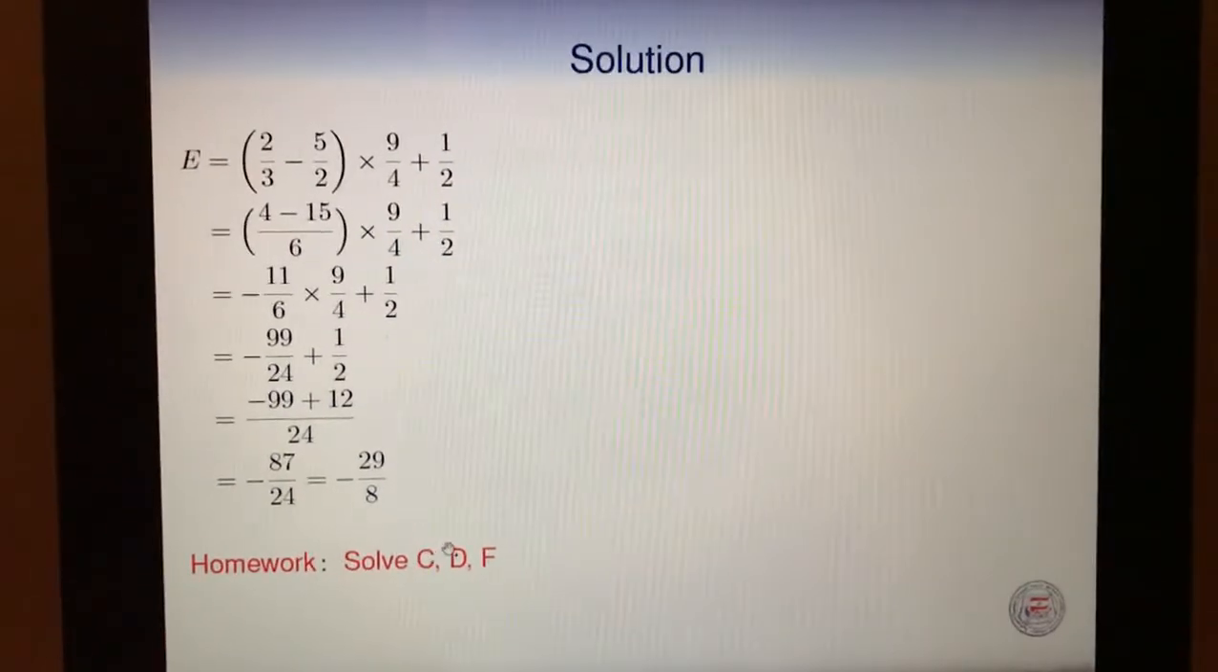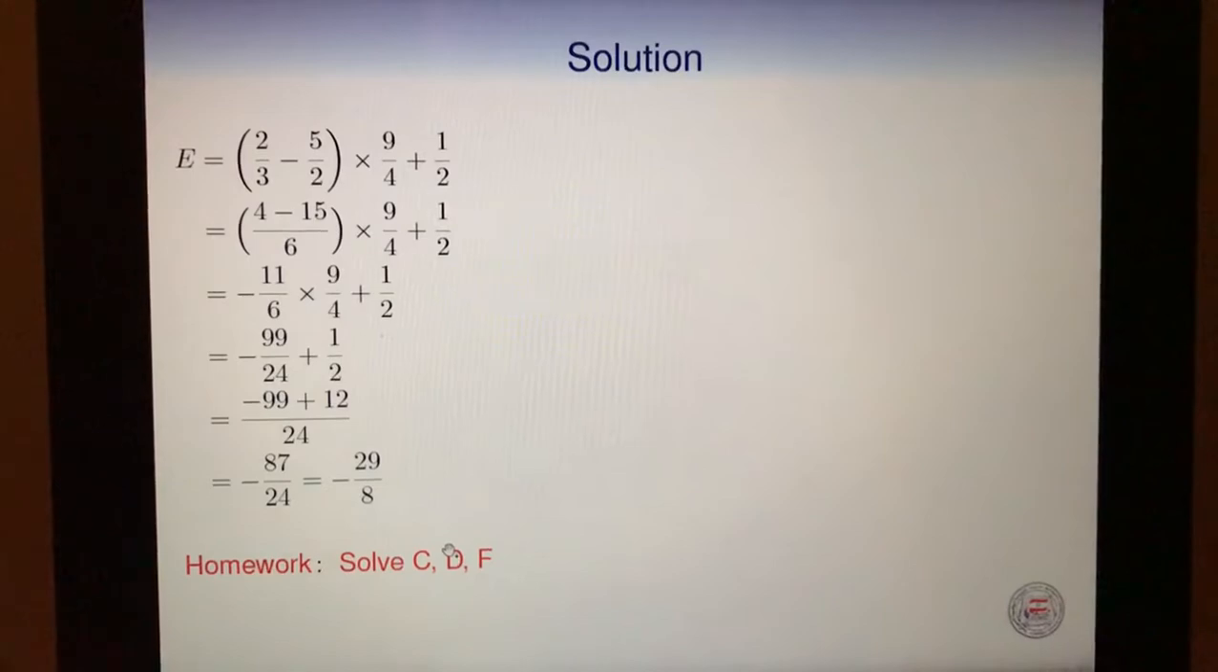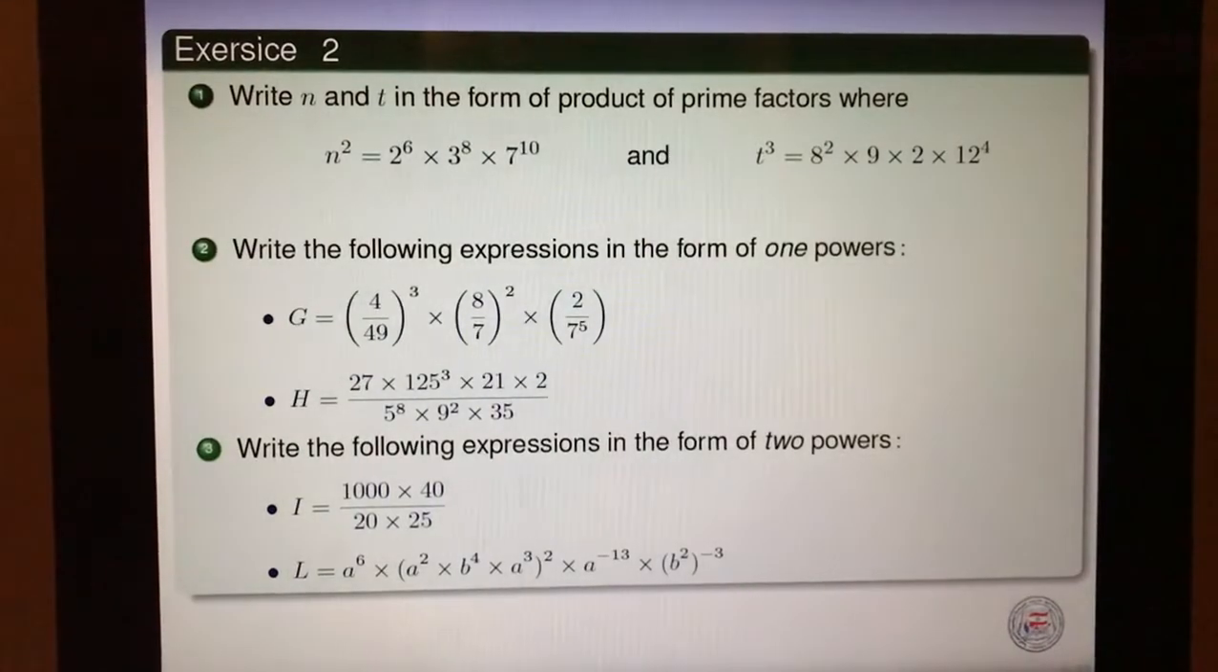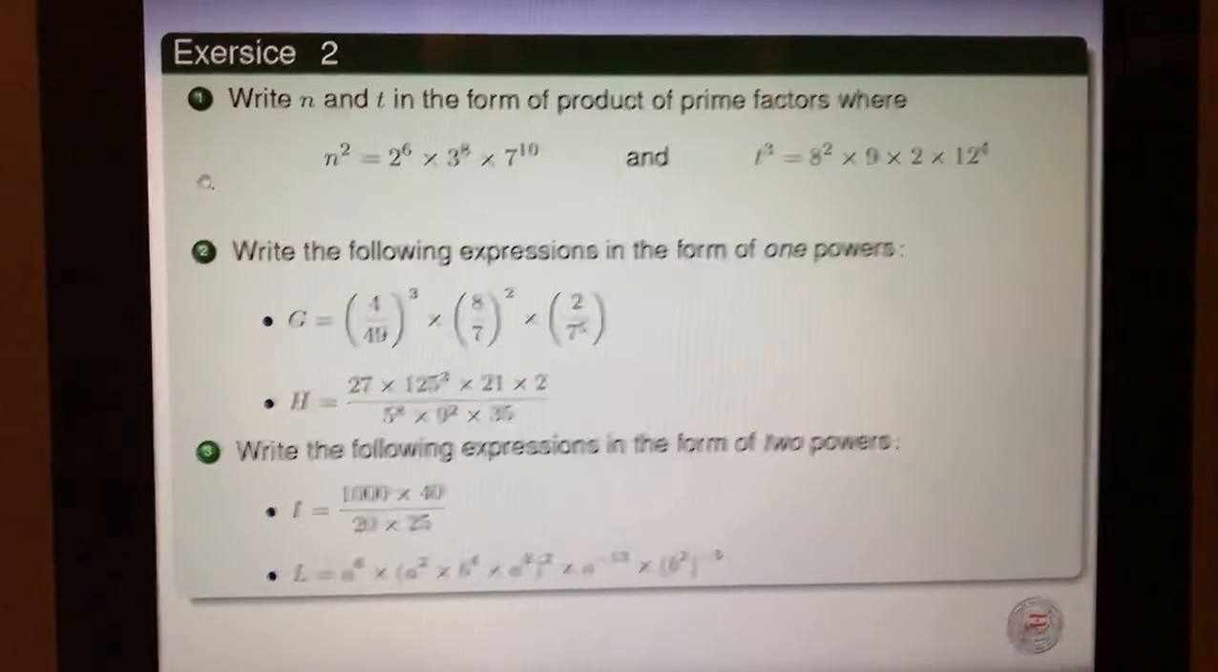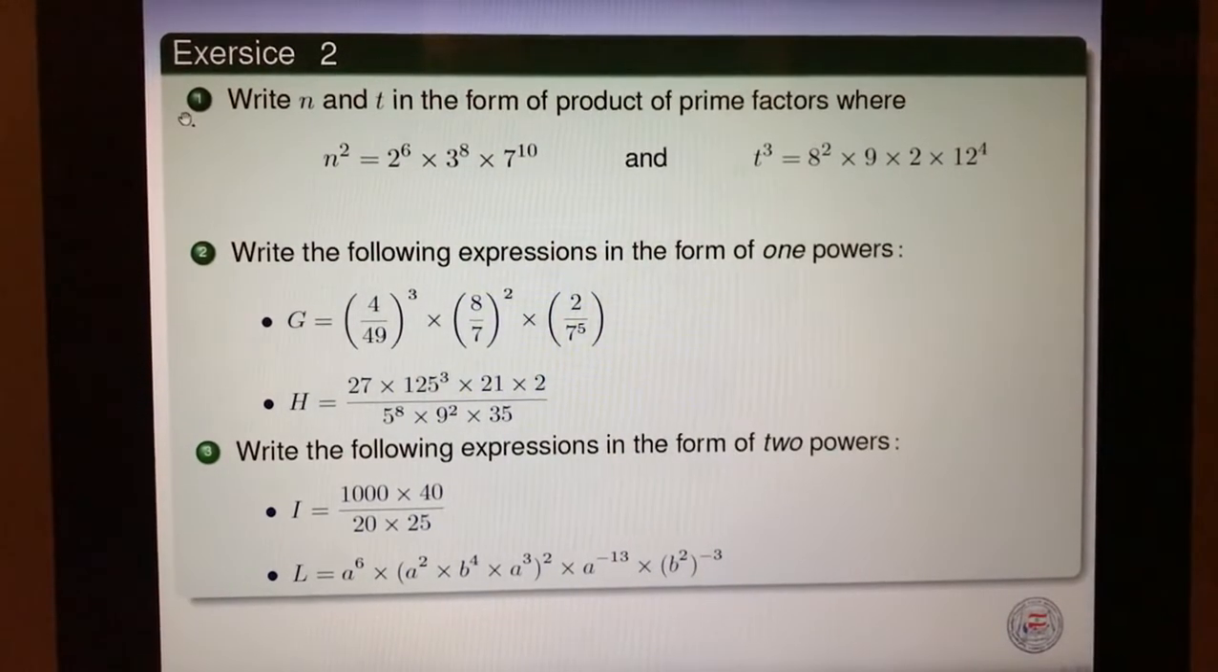Please solve C, D, and F as a homework after the revision. Exercise number 2. In exercise number 2, I will solve part 1 in this video, and in the second video I will solve part 2 and 3. So in part 1, the question is to write n and t in the form of product of prime factors.